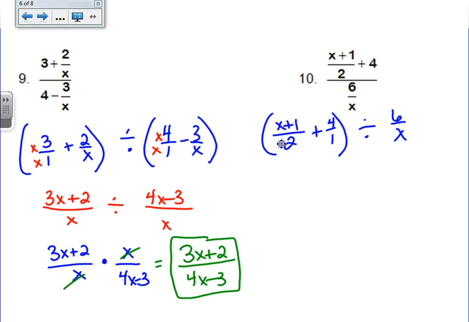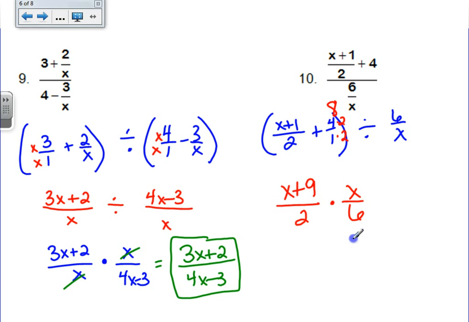Our common denominator for this first part of the fraction, though, is going to be a 2, so I'm going to have to multiply top and bottom here by a 2. And that's going to give me x plus 1 plus, this will become an 8 right here. So x plus 1 plus 8 is really (x plus 9) over 2. And then instead of divided by 6 over x, I'm going to say multiply by x over 6.